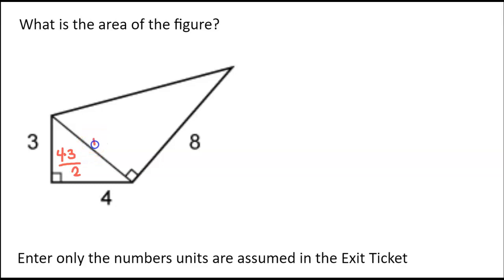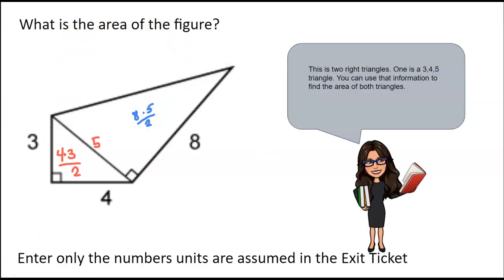Or if you wanted, you could use the Pythagorean theorem, or you could even use similar triangles to find out what the length of this side is right here. So this is 5. Therefore, we can say that the height of this triangle times the base divided by 2 is the area. Add both of those together and you have the area of the entire composite figure.